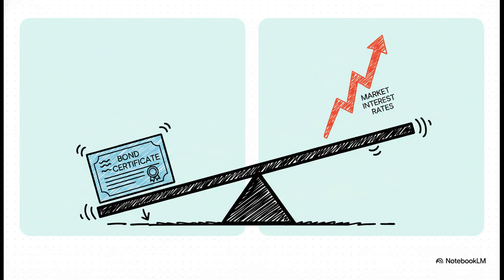If market interest rates go up, newly issued bonds start paying more. So the yield on your older existing bond has to rise just to keep pace. And the only mathematical way for that to happen is for the actual physical trading price of your bond to fall proportionally. It's gravity. Prices up, yields down. Yields up, prices down. They always move in opposite directions.